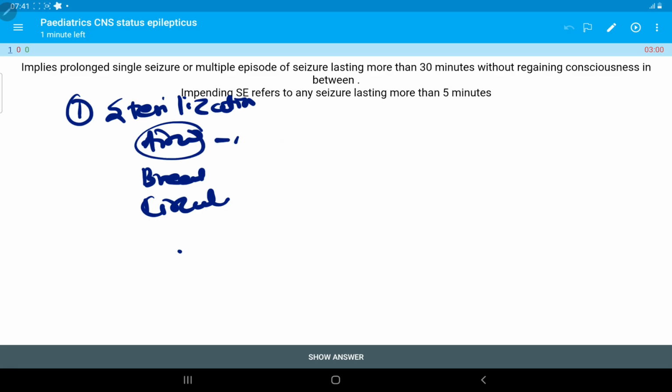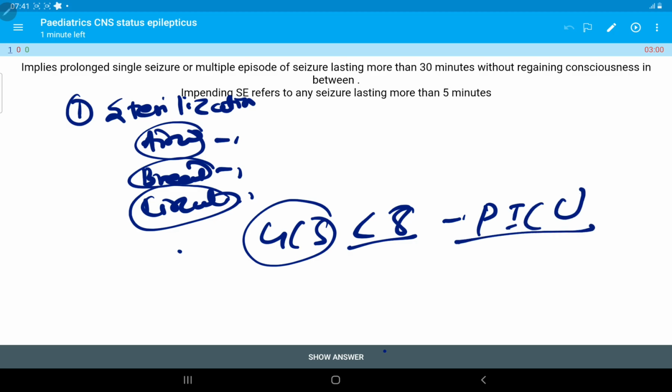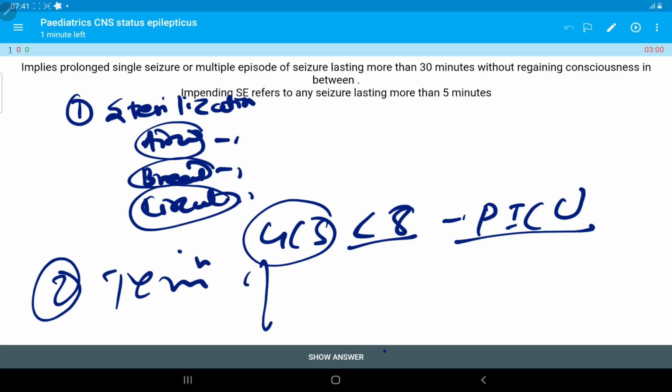In airway we have to clear the airway. In breathing we have to assess the breathing, better to intubate the child. In circulation we have to open a double bore cannula, and we have to look for GCS. If the GCS is less than 8, then we have to admit him to PICU. Then after stabilization, we will progress with termination of the seizure.